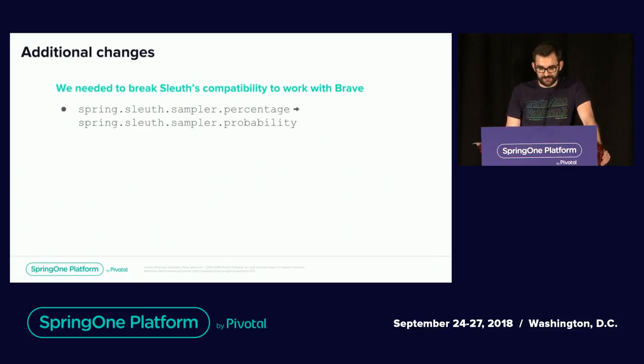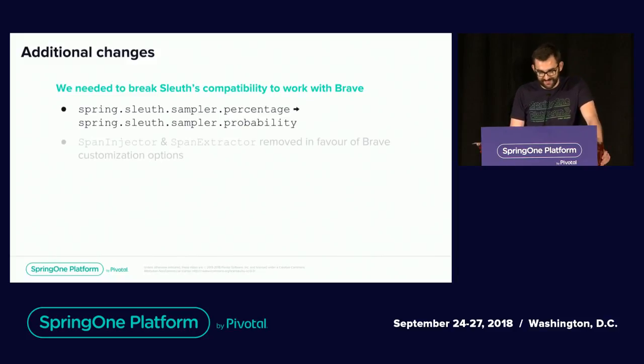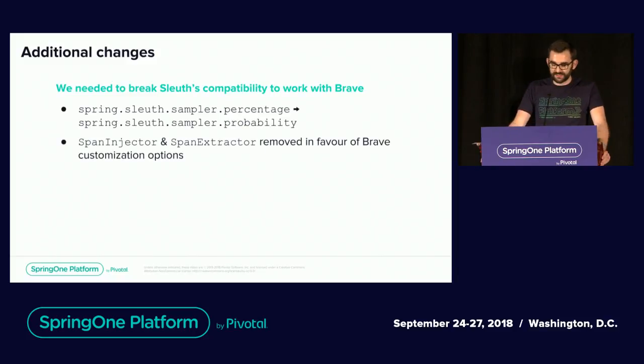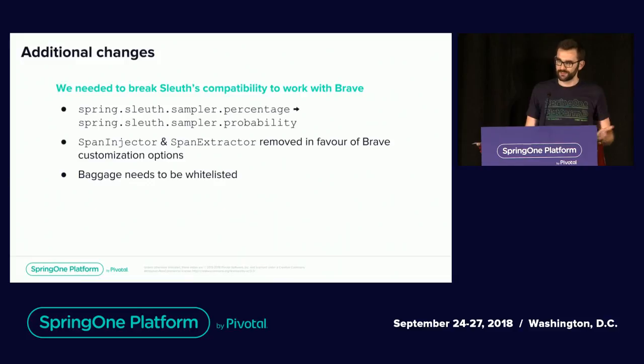So what else did we change? Percentage to probability, that's the most important thing. We had span injector and extractor, the interfaces that allow you to modify the behavior of how you take the tracing headers out and put them in. So you have to use the Brave customization options to do that, which are far more powerful. You have to whitelist baggage. If you have baggage, right now you have to tell us the names of the keys. Otherwise, it's not going to be proper.